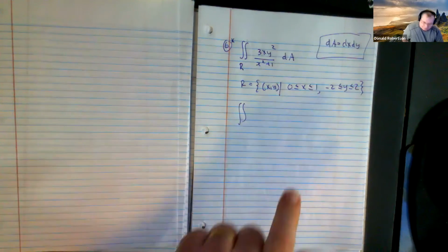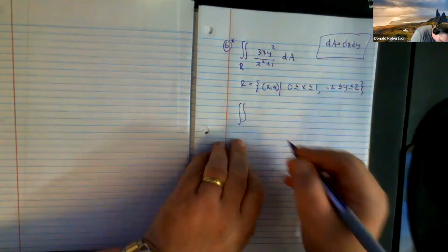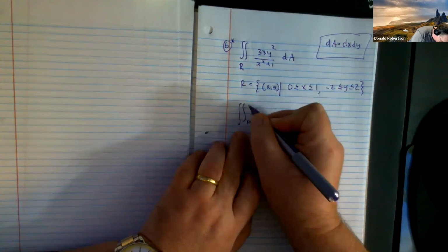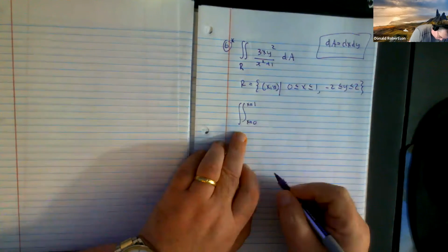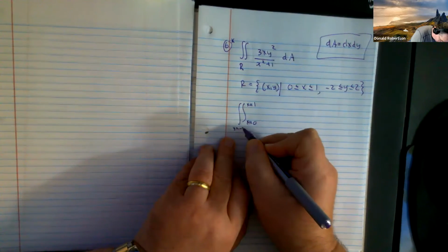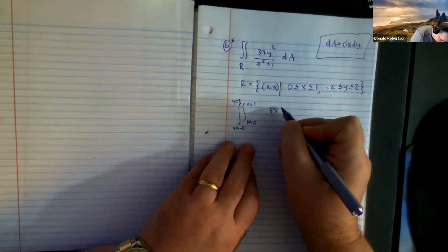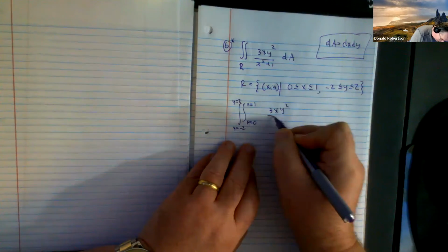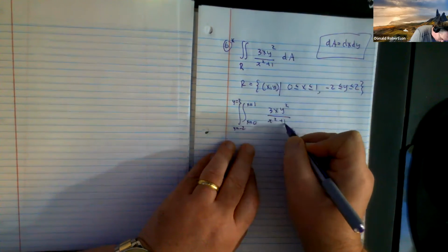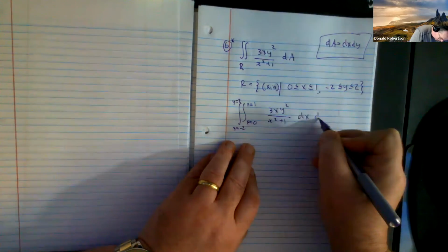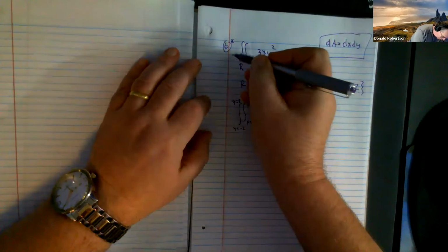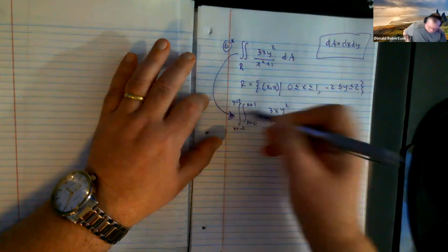Now, based on these limits of integration, I can do x equals 0 to x equals 1, and y equals -2 to y equals 2. And then I'll put in the function 3xy squared over x squared plus 1 dx dy. Are you comfortable with how I transferred that into this?